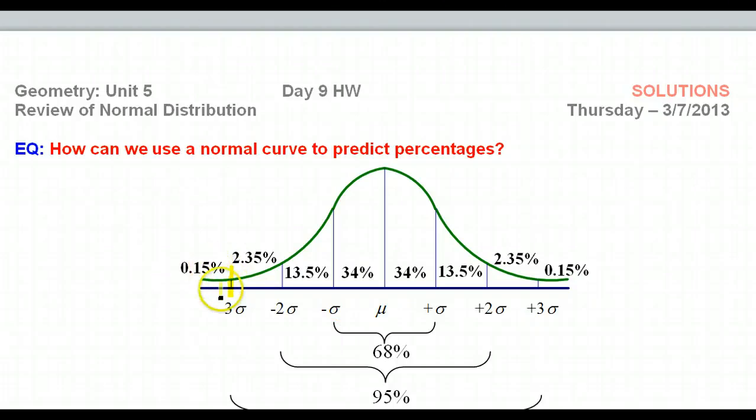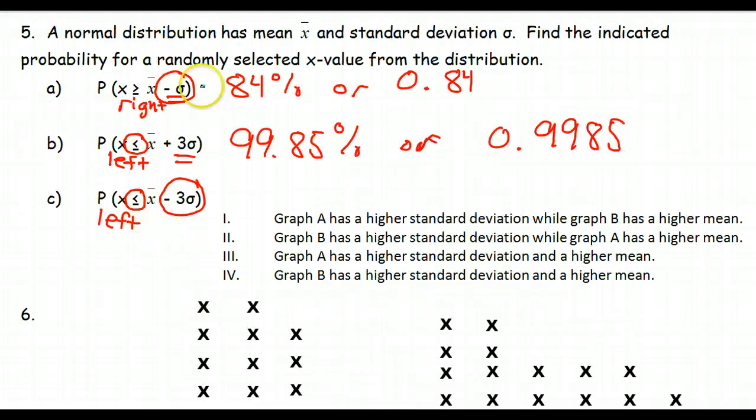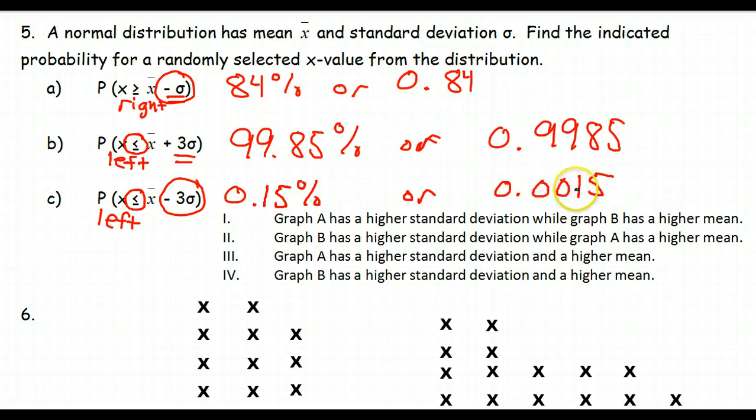So if we're talking to the left, we're talking about like this. And of course that is 0.15%. It's right there. So 0.15%, or as a decimal that would be 0.0015. Okay. Do not round that.